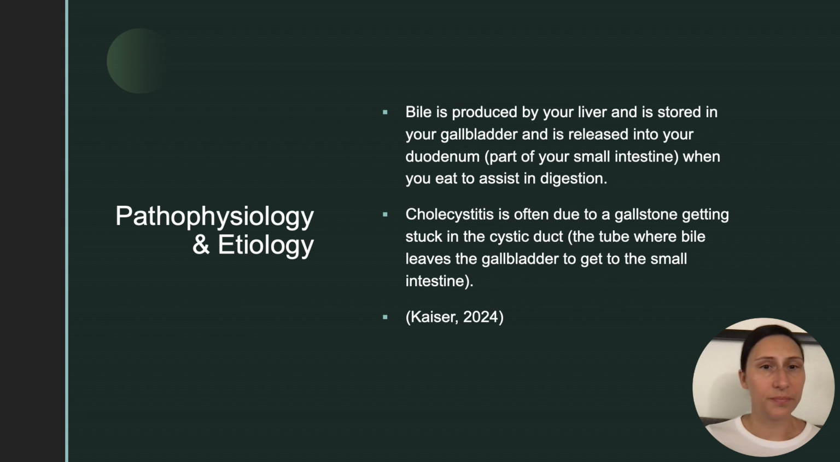Pathophysiology and etiology. Bile is produced by your liver and is stored in your gallbladder and released into your duodenum, which is the smallest part of your small intestine. And when you eat, your bile assists in digestion. Cholecystitis is often due to a gallstone that's getting stuck in your cystic duct. Your cystic duct is the duct or the tube that connects your gallbladder to your small intestine.